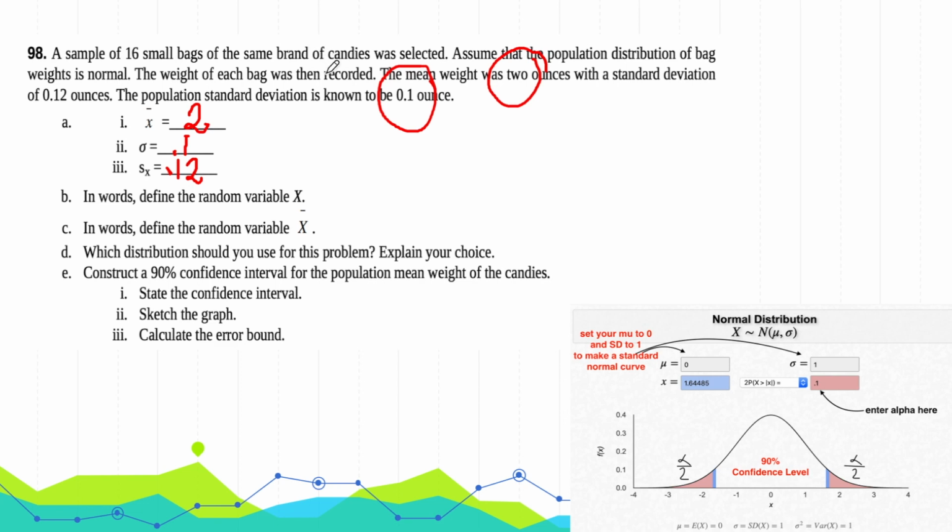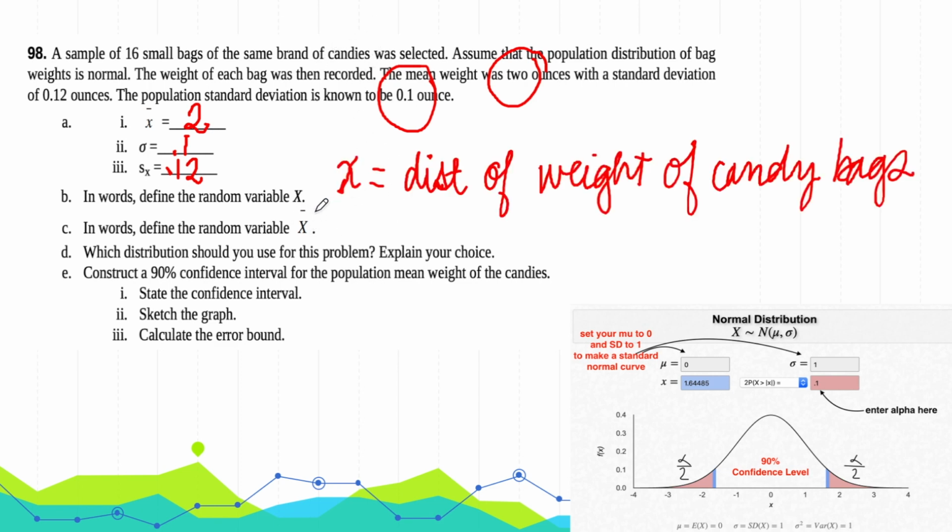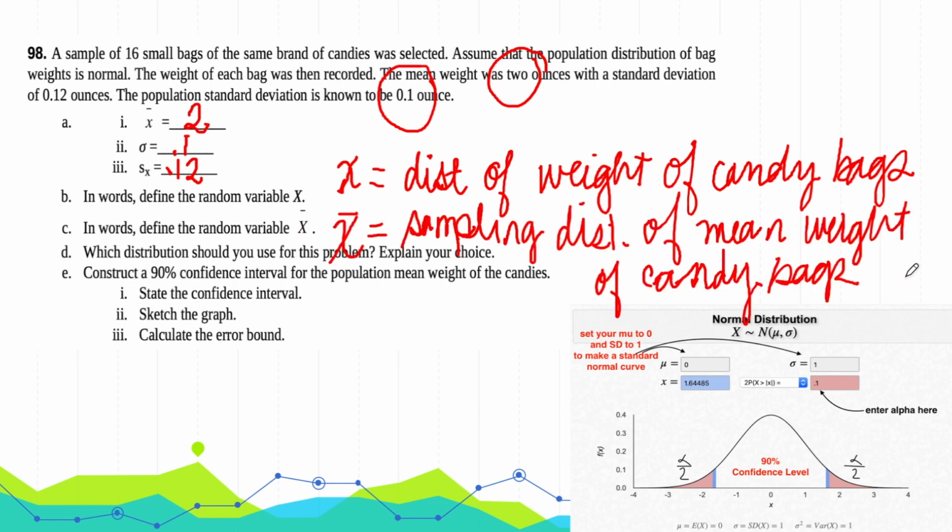Okay, in words, let's define the random variable x. When we talk about the random variable x, that's talking about the original distribution. So what was that? The weight of candies. In words, let's define the random variable capital X bar. Capital X bar is the sampling distribution of mean weights of our candy bags. See the difference?